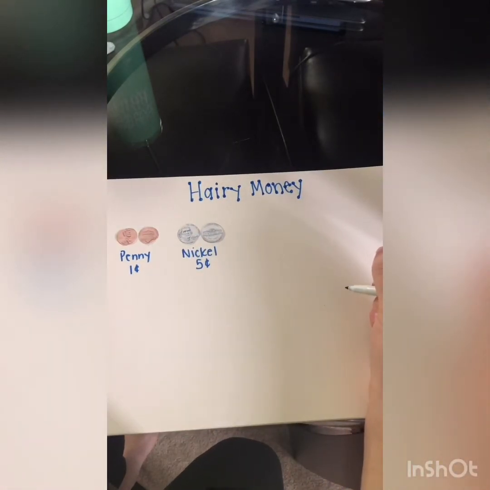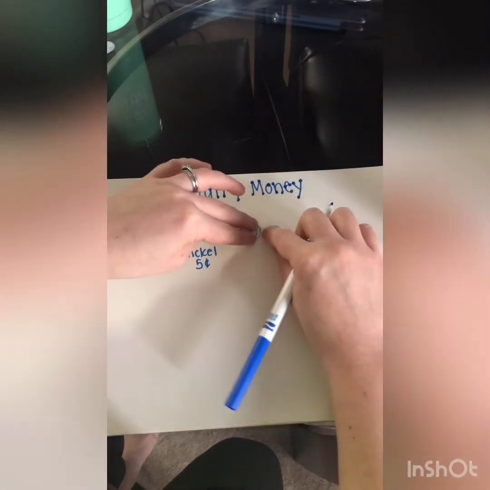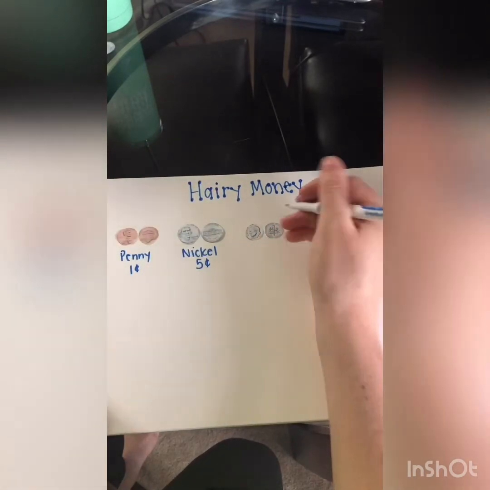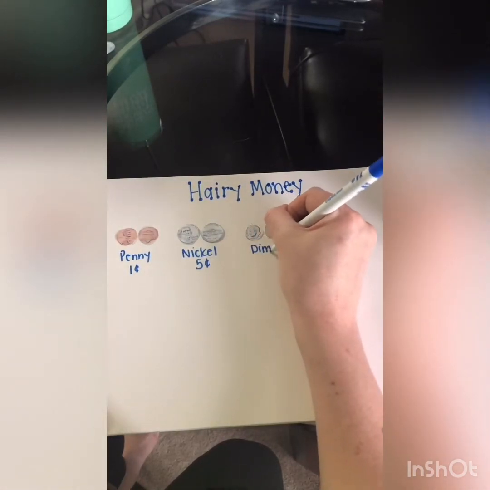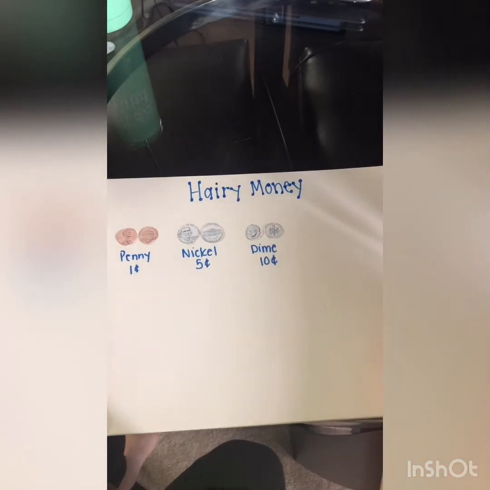Okay, the next coin is a tiny coin. The front and the back. This coin is called a dime, and a dime is worth 10 cents.